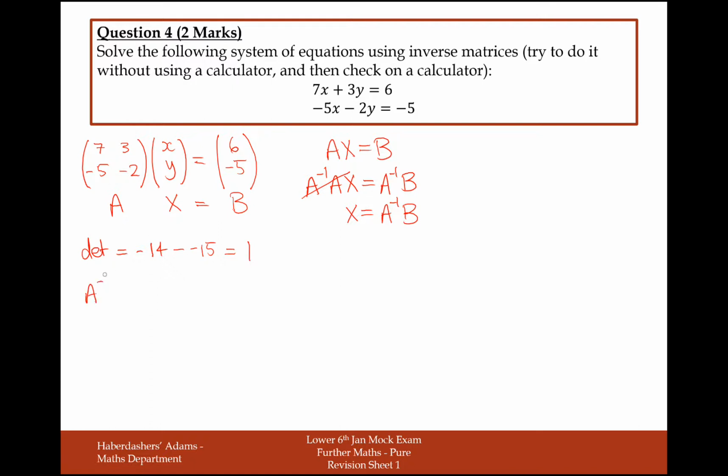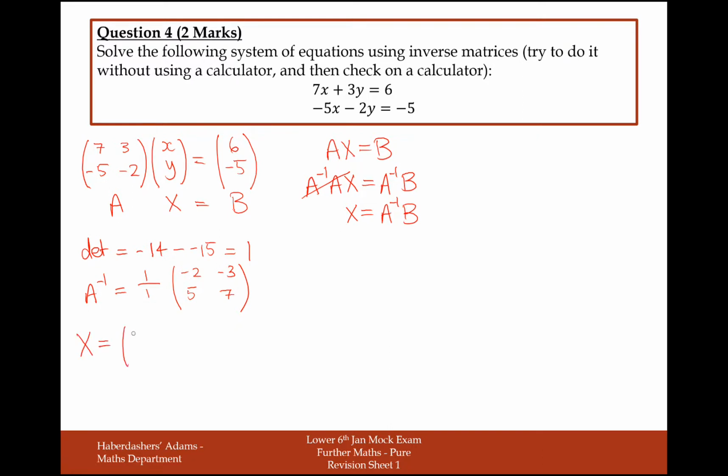Now I can find the inverse. So it's going to be 1 over the determinant, which was 1, so that won't really affect things. Now what I need to do here is swap over the 7 and the minus 2. So it'll be minus 2 here and 7 down in the bottom right. And negate the 3 and the minus 5. So it's going to become a minus 3 and now a positive 5, changing the sign on both of them. So all that's left for me to find out now is my answer, the matrix X.